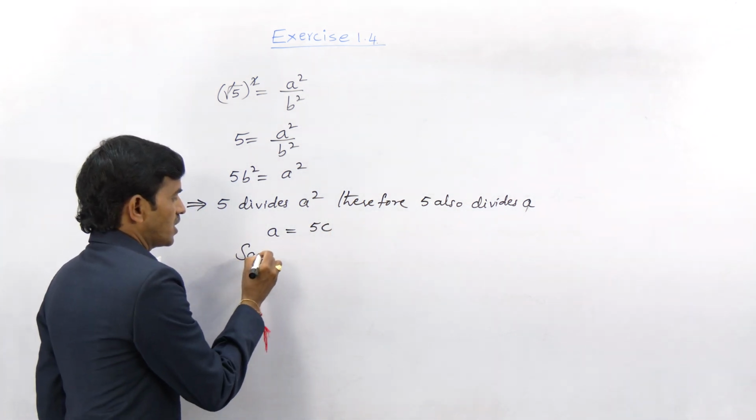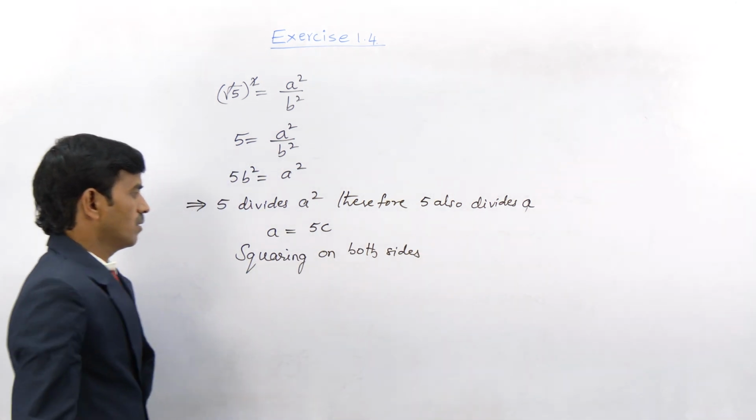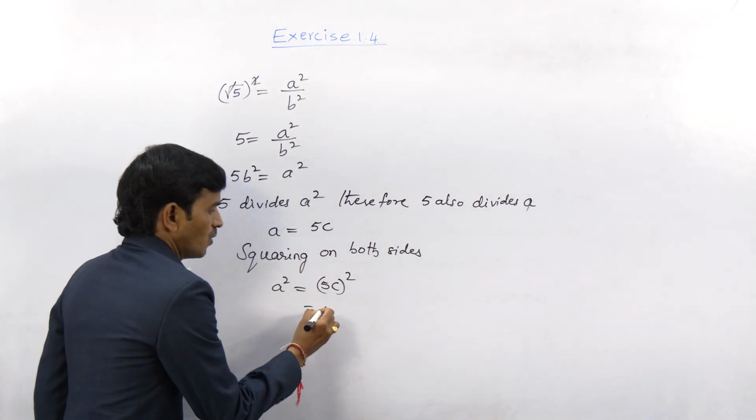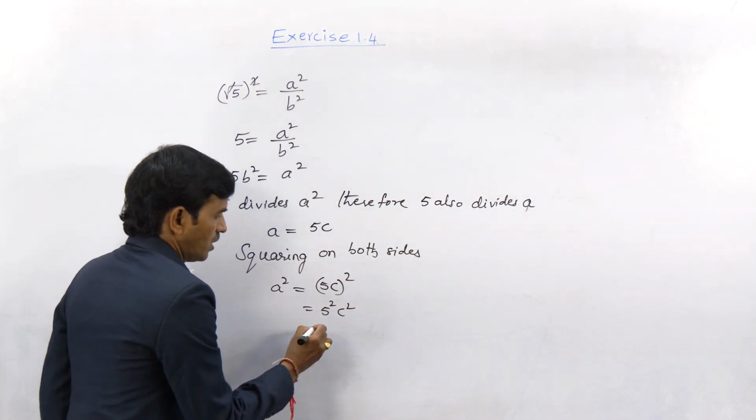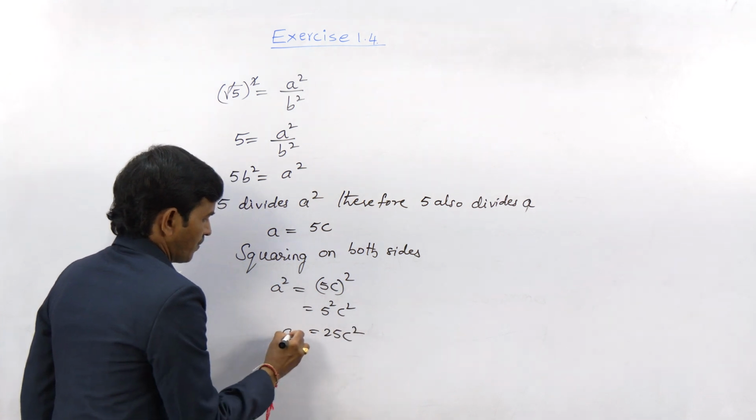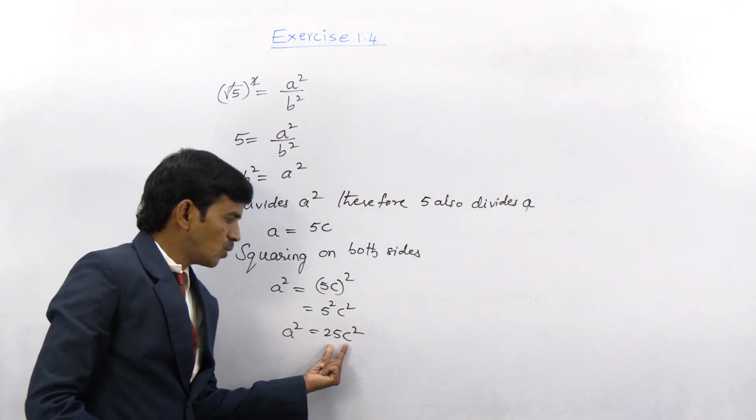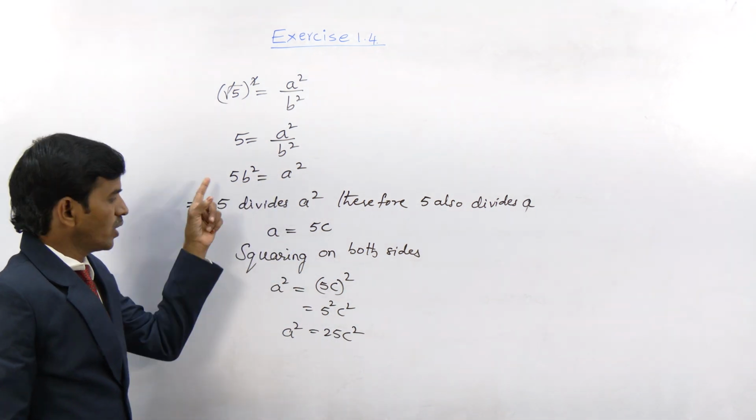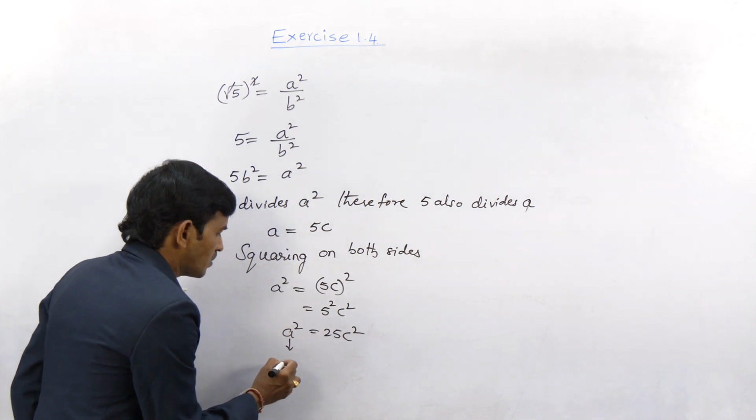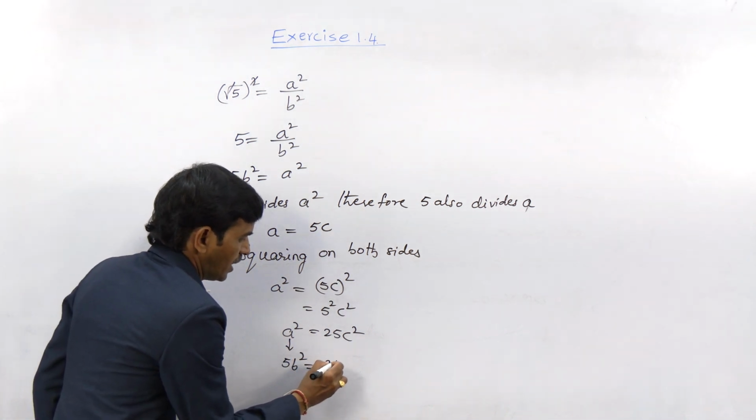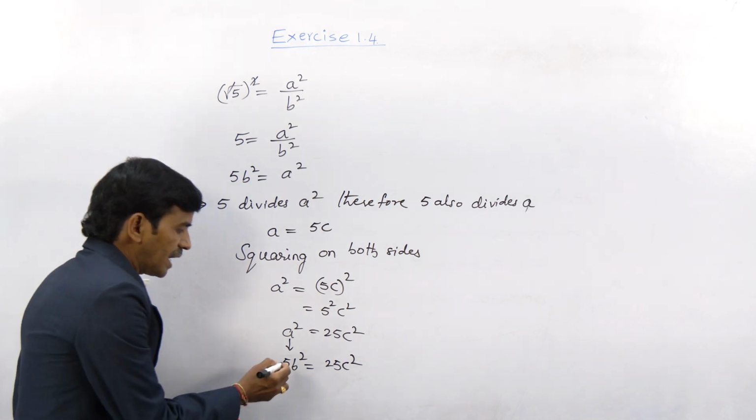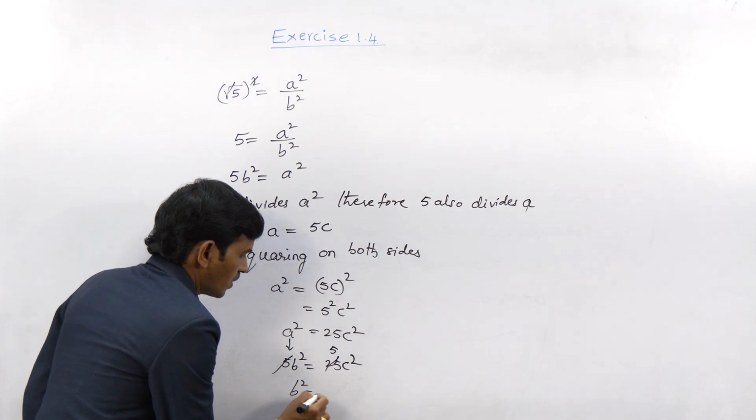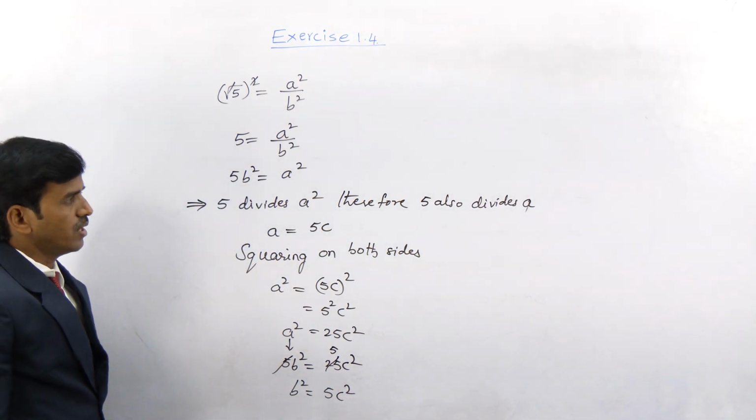So squaring on both sides now. Then what does it become? A square is equal to 5c whole square, which is equal to 5 square and c square, which is equal to 25c square. Here a square is also written as 25c square. But what is a square here? 5b square. So in place of this a square, we can substitute 5b square, that is 25c square. Now we can cancel this 5 once, 5 5s. That is b square is equal to 5 times c square.